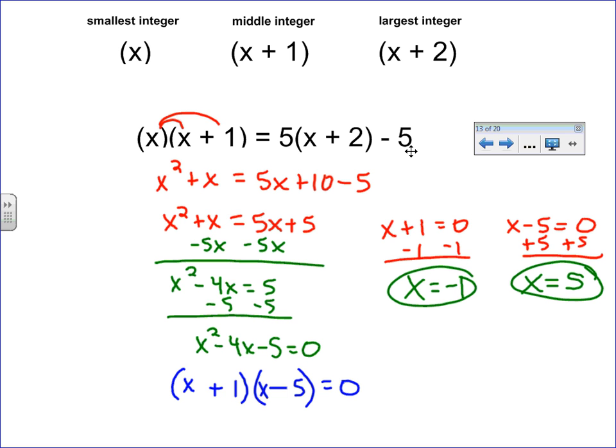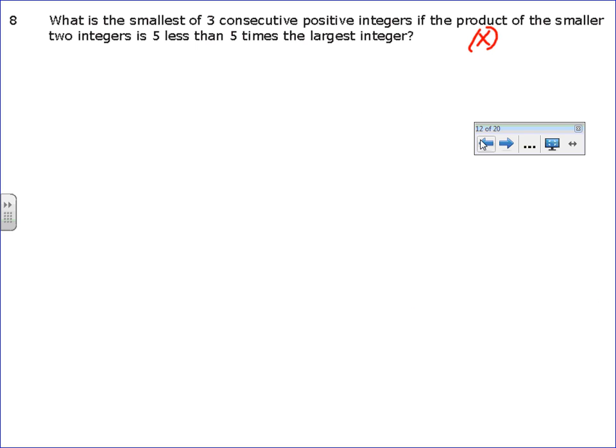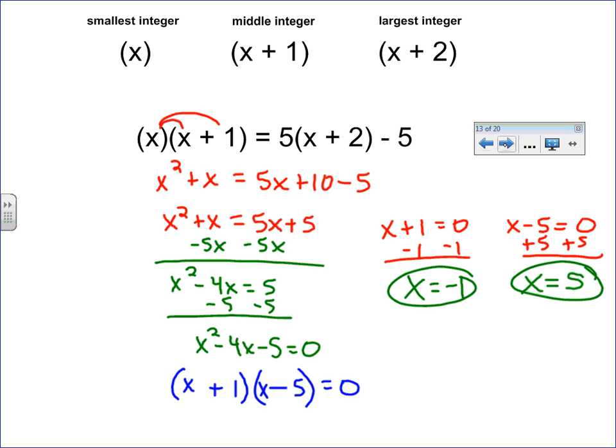Well, what did the question say? What is the smallest consecutive positive integer? The smallest one that's positive is 5, which means this will be 5, 6, and 7. So the correct answer is 5.